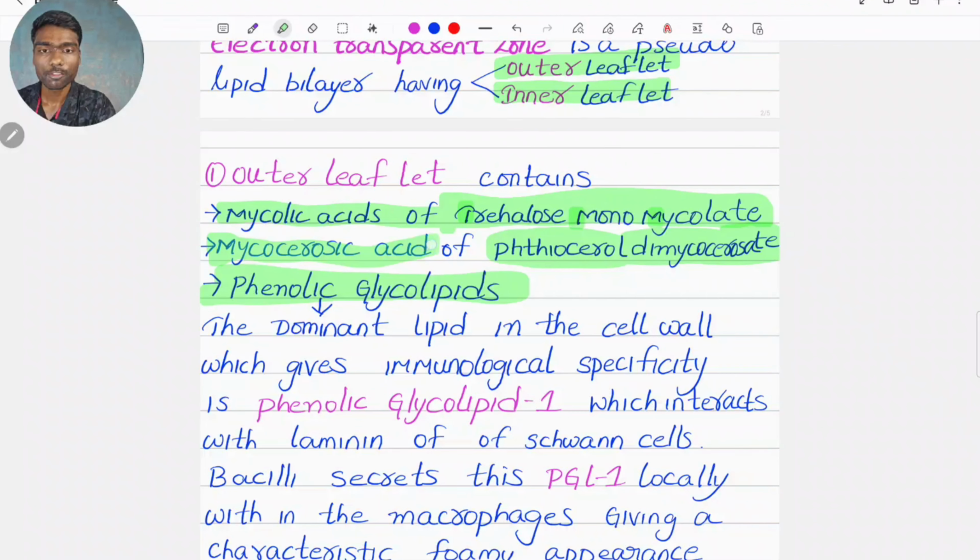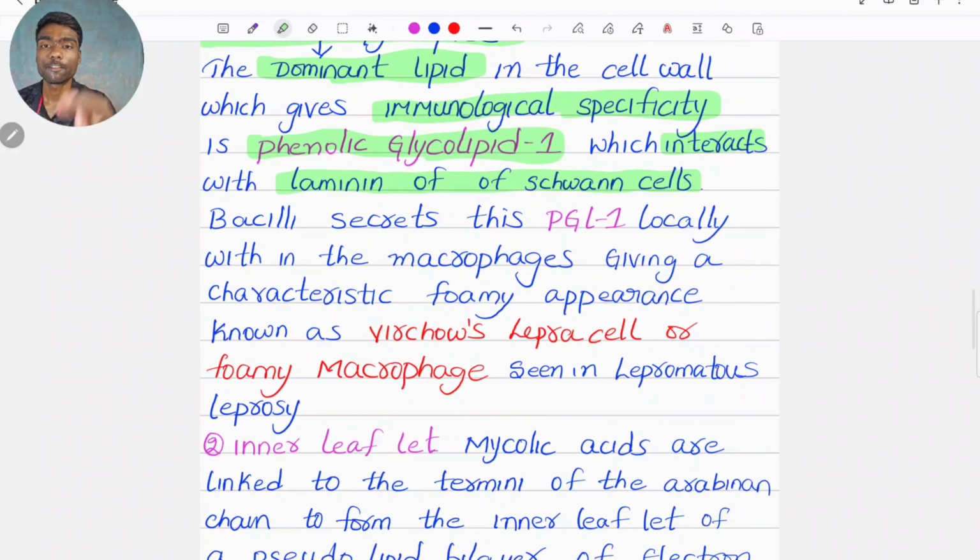Mycoserosic acids of thiocerol dimycoserosate, PHTHI, thio. In phenolic glycolipids, the dominant lipid in the cell wall which gives immunological specificity is phenolic glycolipid 1. This interacts with laminin of Schwann cells. Thus, it attacks peripheral nerves of the human body.